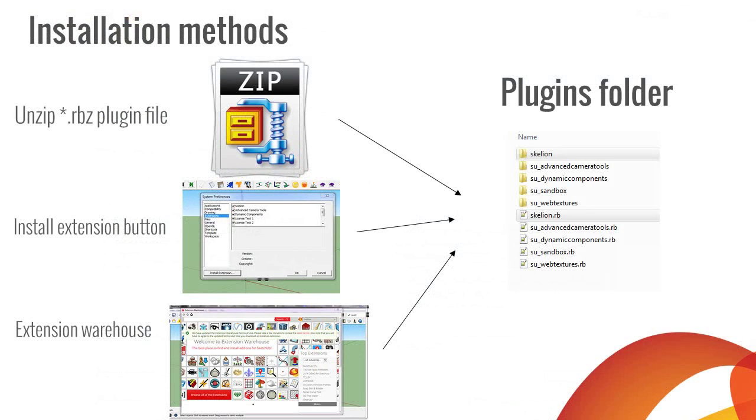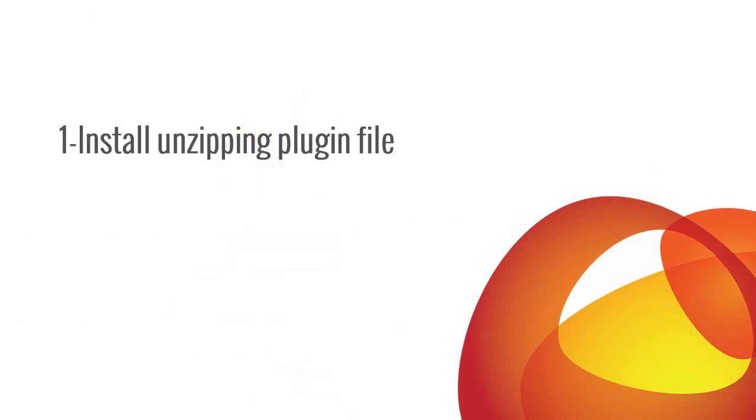There are three methods to install a plugin in SketchUp. They all do the same thing. Unzip the plugin file in the plugin folder. We recommend to unzip the file manually, although this is also possible using install extension or extension warehouse.